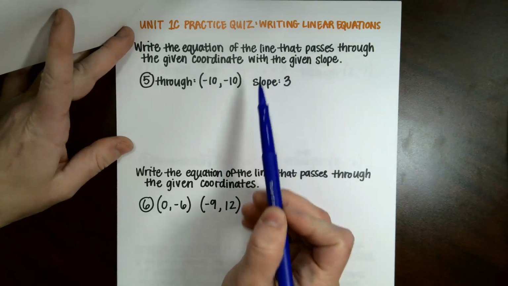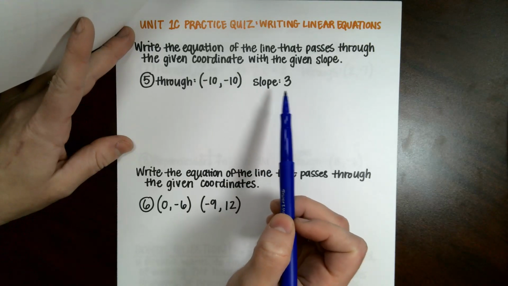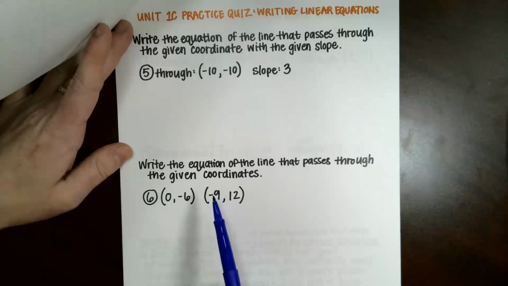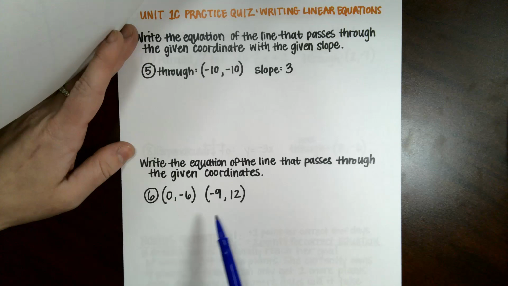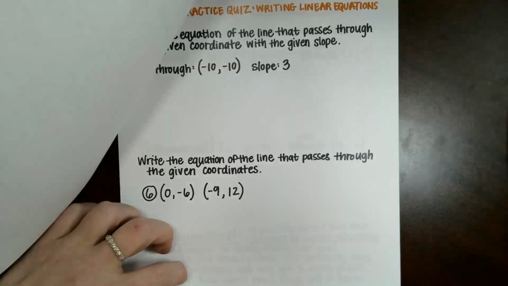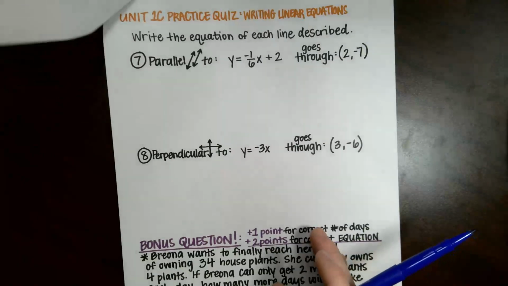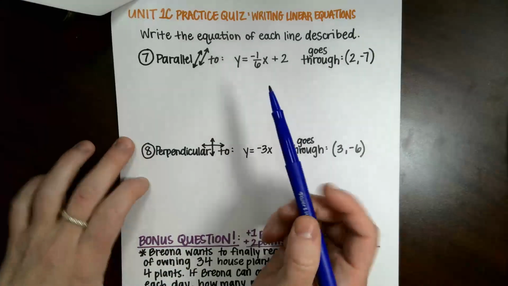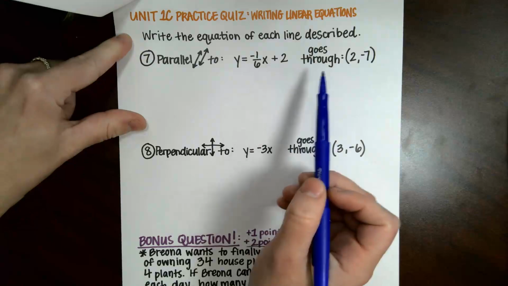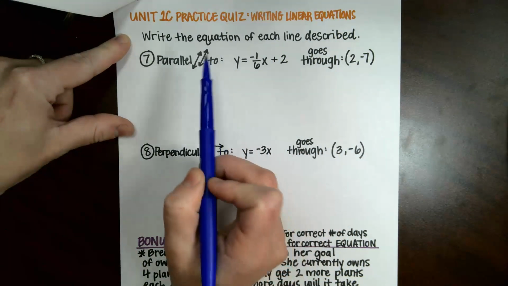This one, your slope is given to you on number 5, so you don't have to solve for slope for 5. Number 6, you have to find slope first. You are not given a slope. Okay, now the last page, just these two questions. All you do here is write the new equation of the line for a line that is parallel.